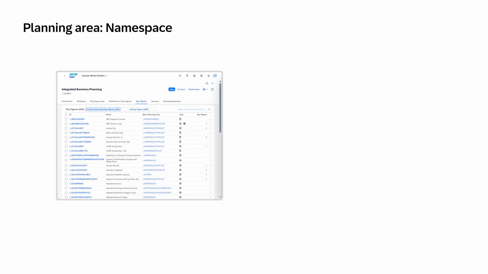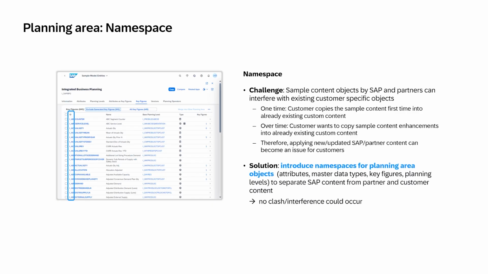What used to happen was, as an example, let's take a look at a simple example called, let's say, product family. That's an attribute, and SAP provides that attribute, and then for some reason the customer also creates a similar name attribute. And when we introduce the new planning area with the quarterly upgrade, the namespace clashes, because the names are similar. What do we do then?